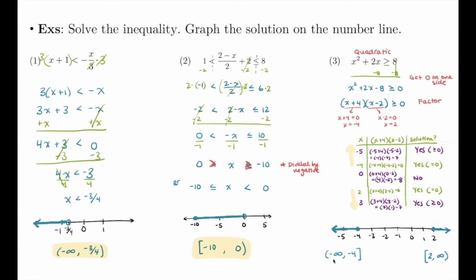Now, if you want to include these 2 intervals together and conjoin them basically, or say they're both part of the solution, we just put a U in between them, which means union. Okay, so here is the full solution set to this quadratic inequality.